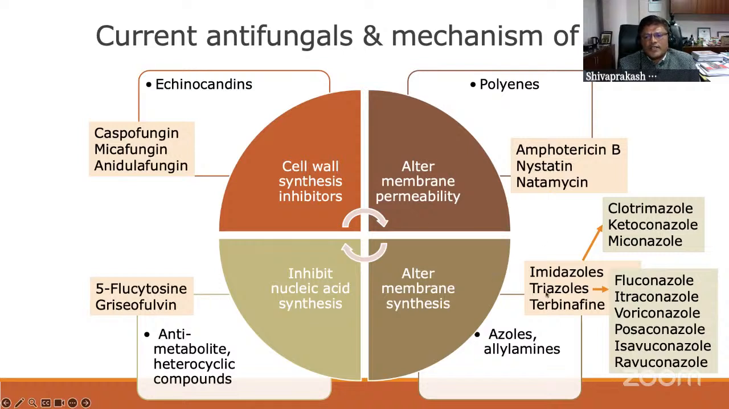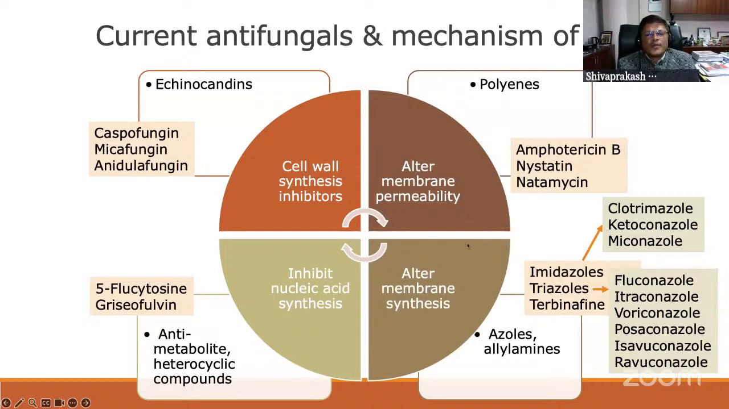Whereas triazoles are the major azoles used as systemic agents, and some are also topical, like fluconazole and itraconazole, both of which are available as topical as well as systemic. And we do have voriconazole, posaconazole, isavuconazole, and ravuconazole.